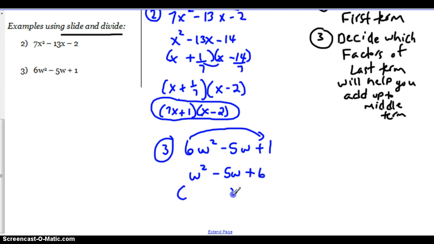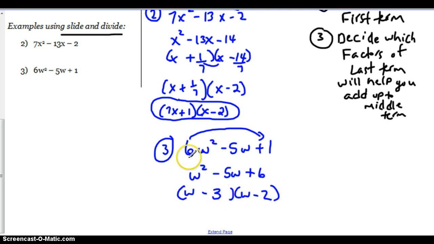Now we factor it, and we have w and w, and then 2 numbers that multiply to 6 and add up to negative 5. Now this is interesting: it has to multiply to a positive, but it has to add up to a negative. So both numbers have to be negative. What 2 numbers multiply to 6 and add up to 5? That's right, it's 3 and 2.